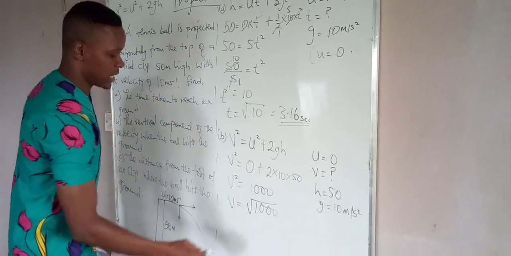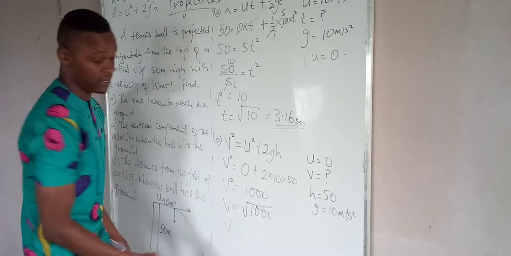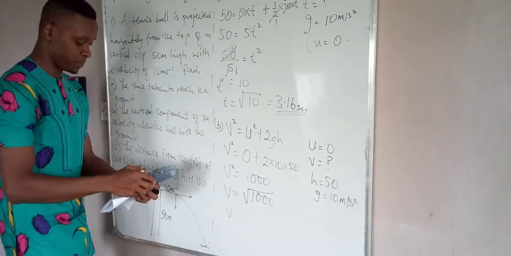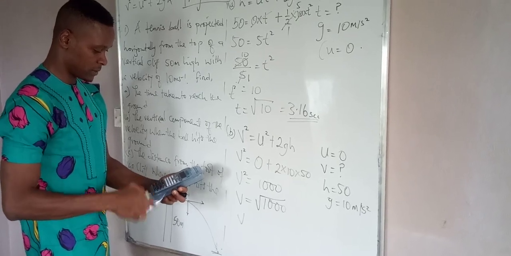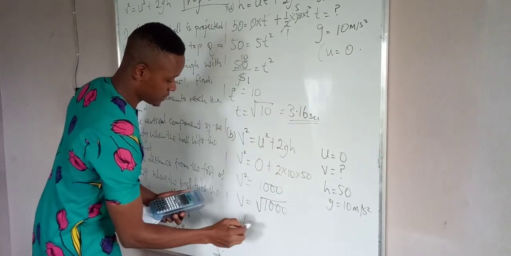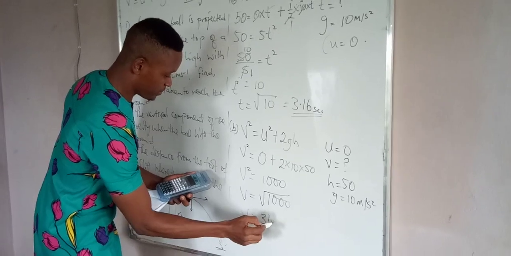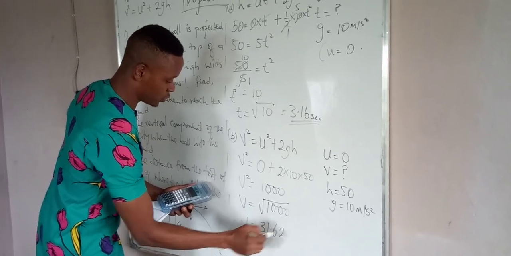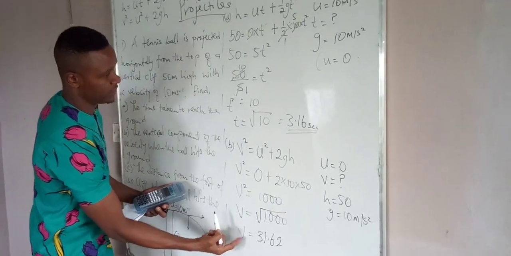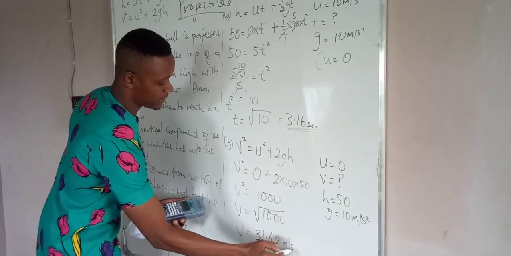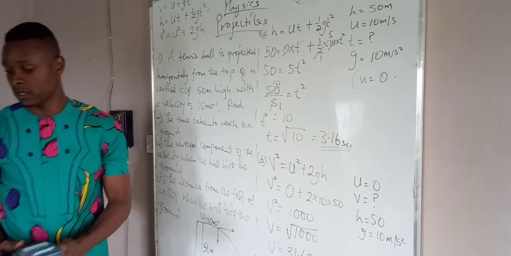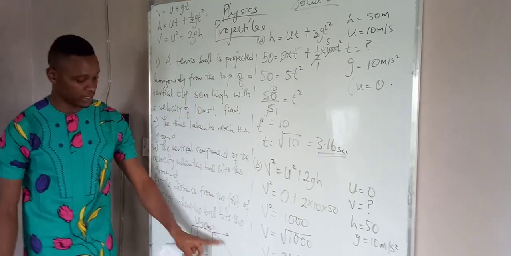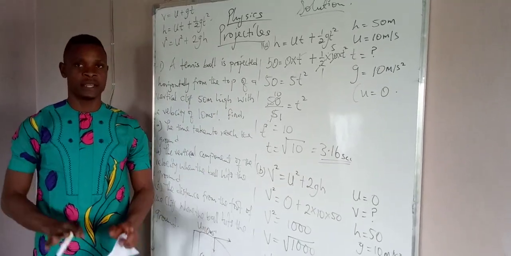Okay, it's correct. So that will give us square root of 1,000. And here we'll have it that V is the square root of 1,000. That will give us 31.62. What's the unit of velocity? Meter per second. So this becomes the final velocity of the ball projected as it drops to the ground level.